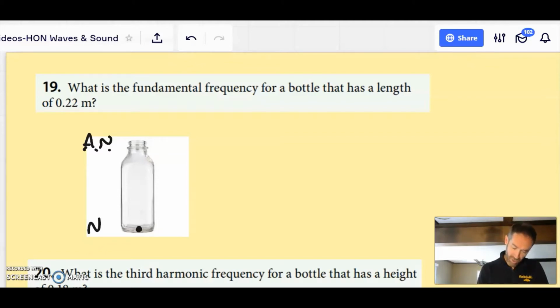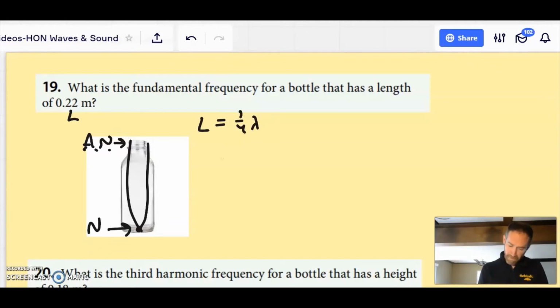And so when we draw that as a transverse wave, even though we know the sound is a longitudinal wave, we're going to draw this picture right here with the antinode at the top and the node down here at the bottom. Okay, so what I just drew there for you was a fourth of a wavelength. And so we're going to say that this length of the bottle, 0.22 meters, is a fourth of a wavelength.